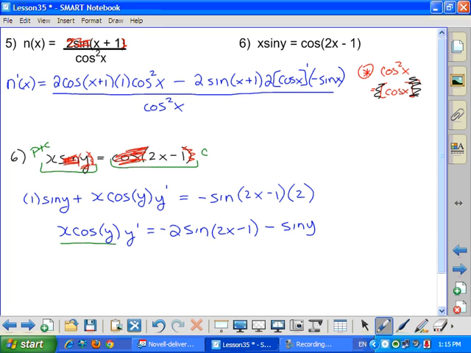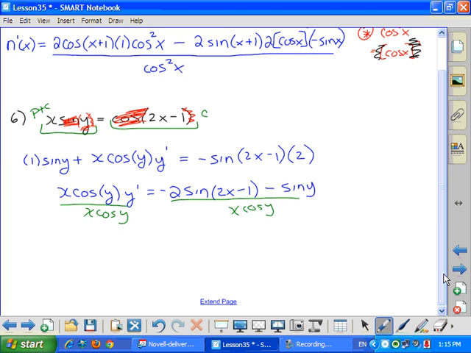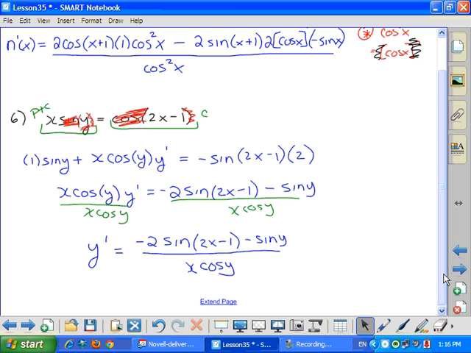Now I'll divide both sides by the x cos y. And when we do some simplification here, y prime will equal negative 2 sine 2x minus 1 minus sine y, and that's all divided by x cos y. There you go. You've now got the expression for a slope of a tangent line at any point on the graph.